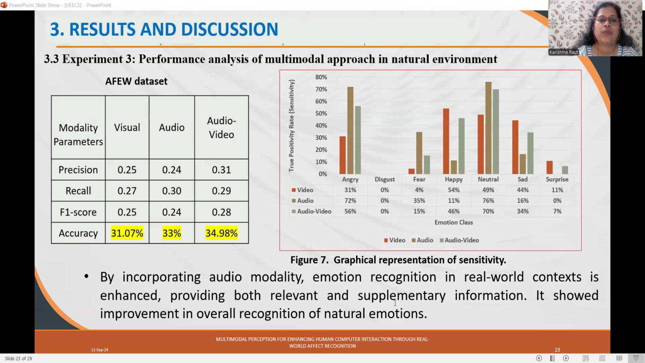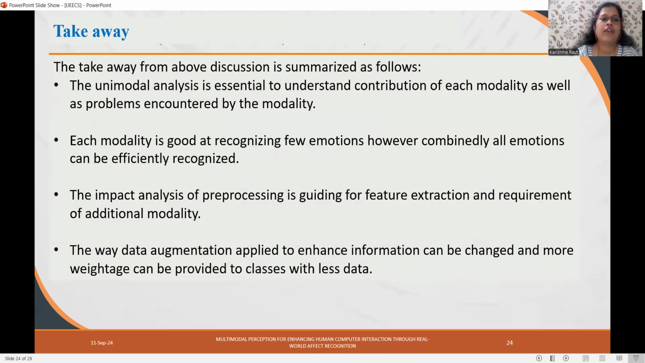The performance of surprise and disgust can be improved using more detailed features. As mentioned earlier, the dataset contains less information about surprise and disgust, and hence the model is not trained in a balanced way. Data augmentation can be applied to emotional data having less information. Also, different fusion techniques can be explored to enhance the affect recognition rate. The takeaway from the above discussion is that unimodal analysis is essential to understand the contribution of each modality as well as the problems encountered by the modality.